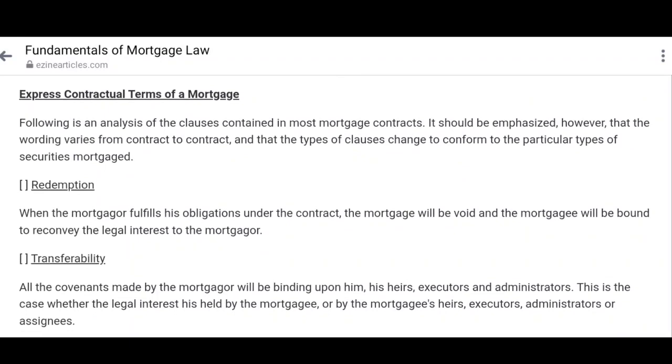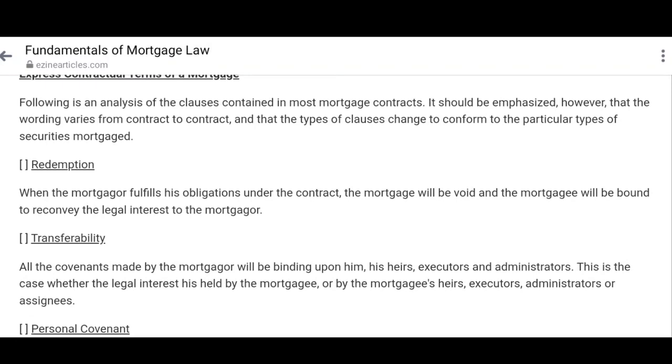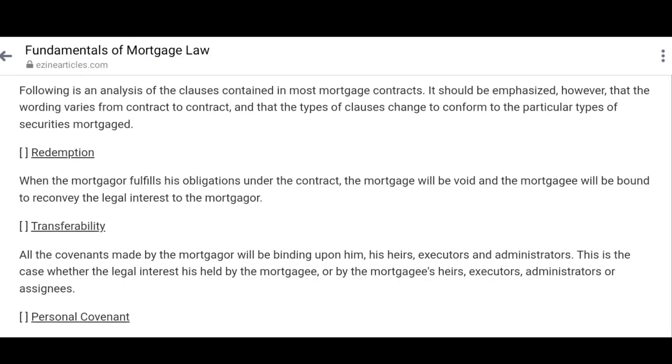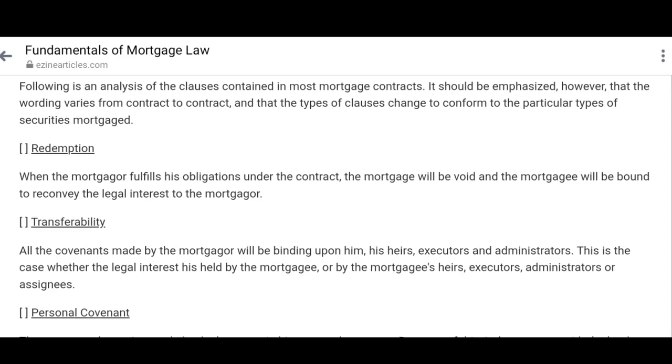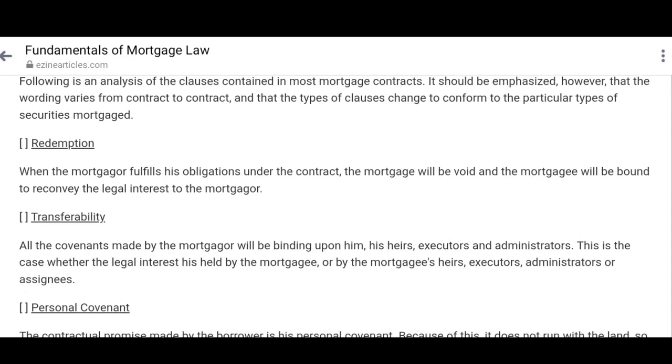Express contractual terms of a mortgage. Following is an analysis of the clauses contained in most mortgage contracts. It should be emphasized, however, that the wording varies from contract to contract. The types of clauses change to conform to the particular types of securities mortgaged.